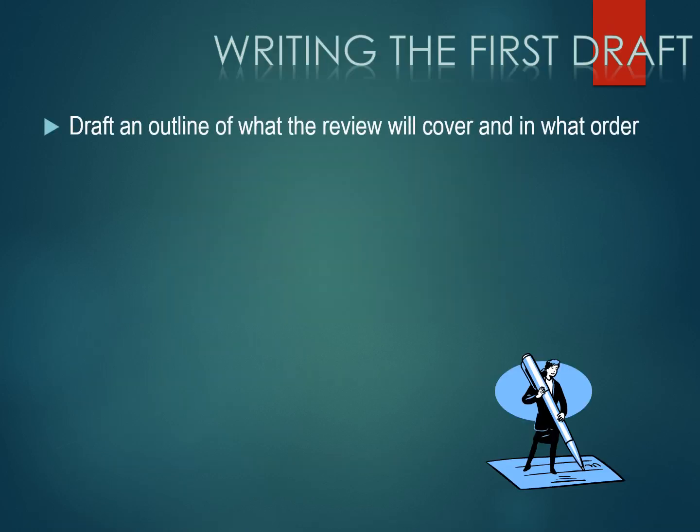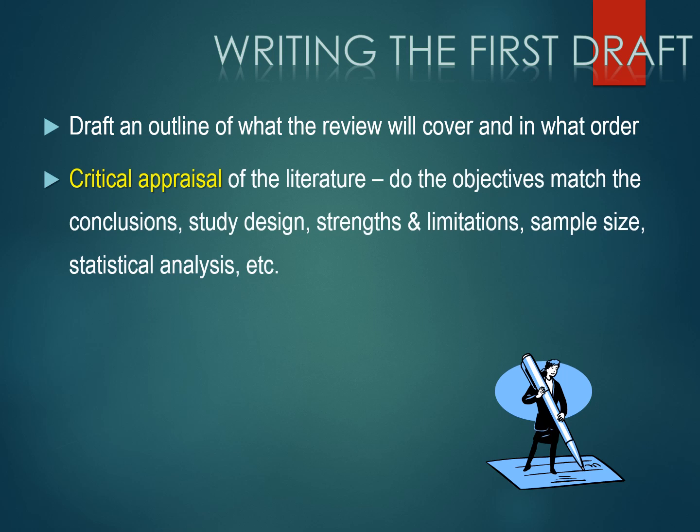Writing the first draft. Draft an outline of what the review will cover and in what order, almost like my hypertension example above, using the outline method. Critically appraise the literature you wish to include in your literature review. Do the objectives of the particular studies match the conclusions? What was the study design? What were the strengths and limitations? Was the sample size adequate to power the study? What statistical analyses were used?